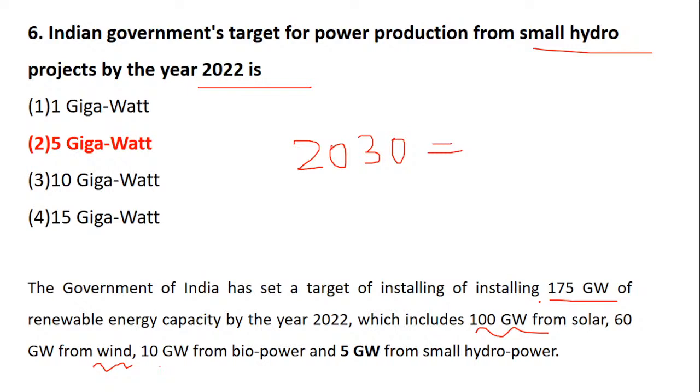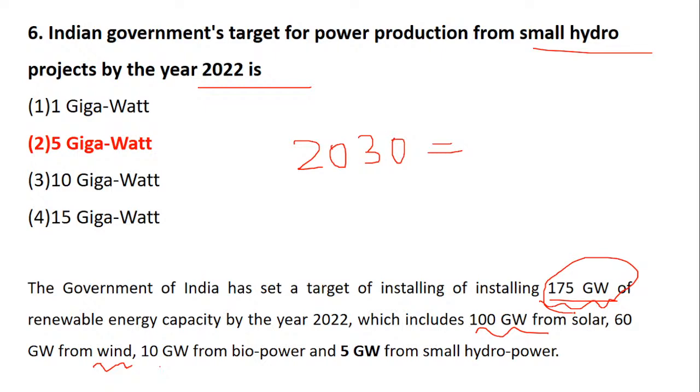Only with this 175 you may have a different option. They may come up with solar, wind, biopower or small hydropower. And the 2030 target is 350 gigawatts. Is it clear now? I hope the doubt is clear.